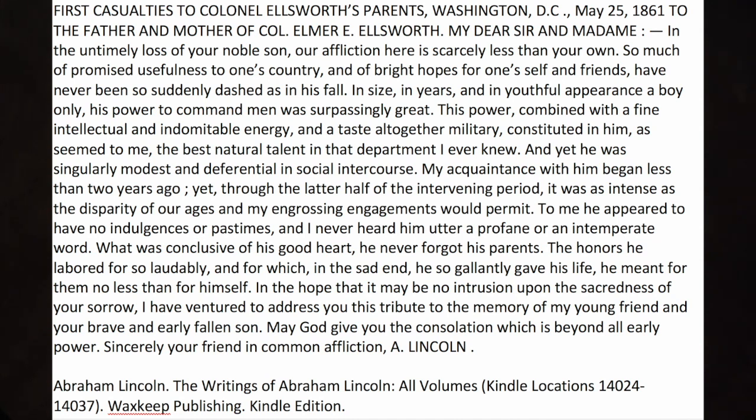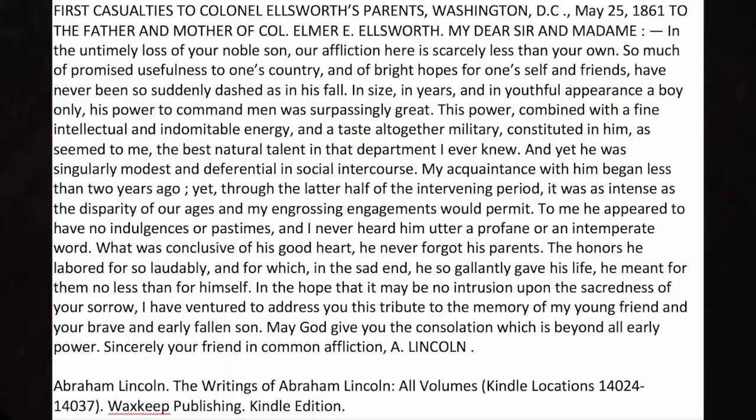In the hope that it may be no intrusion upon the sacredness of your sorrow. Now, here it just gets so beautiful. The final words of these letters are so beautiful, they almost bring tears to my eyes. In the hope that it may be no intrusion upon the sacredness of your sorrow. So he's acknowledging the depth of loss of the family, and he's saying, although I want to offer my condolences, I don't want to intrude upon the sacredness of your mourning.